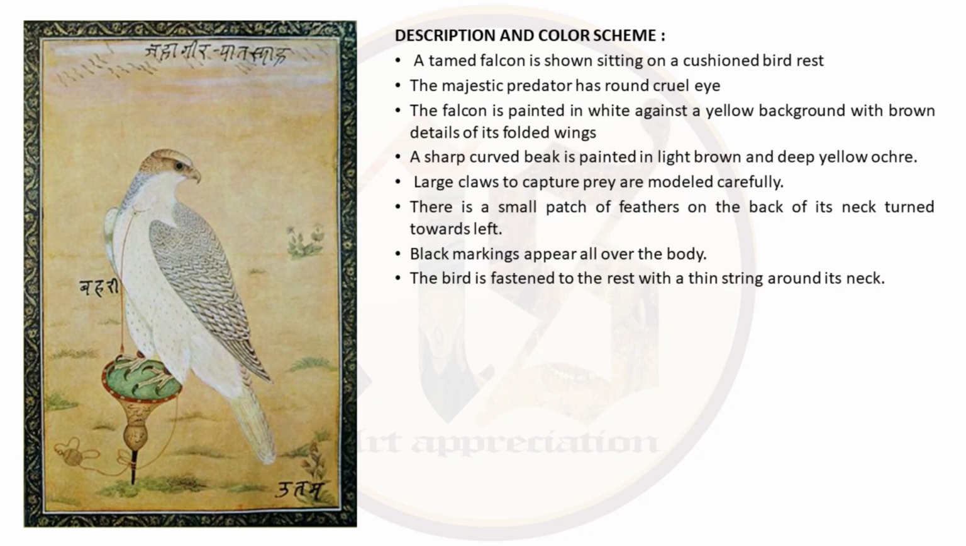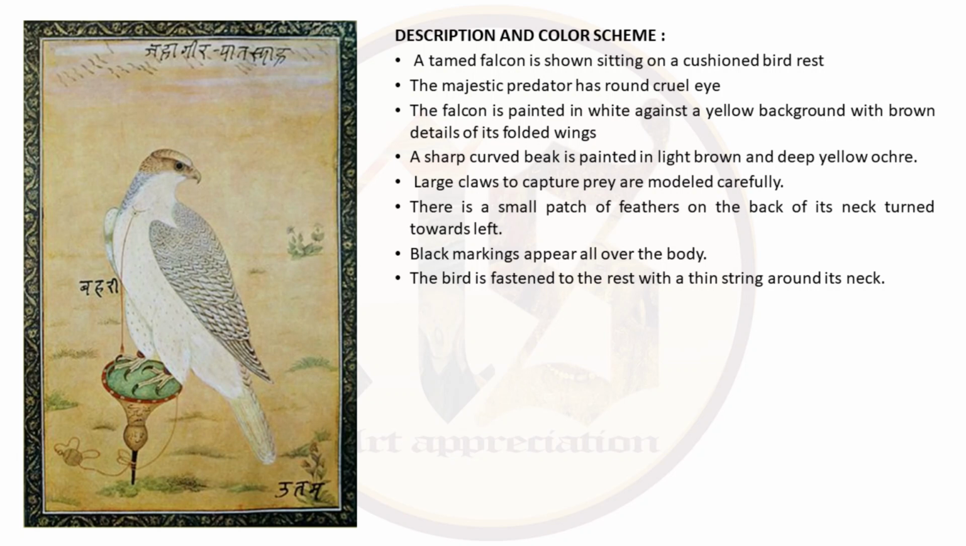The falcon has been painted in white against a yellow background with brown details on its folded wings in which every layer is clearly visible. A sharp curved beak is painted in light brown and deep yellow ochre. It has large claws which are used to capture prey and they have been modelled very carefully. There is a small patch of feathers on the back of its neck which is turned towards left. There are black markings all over the body.